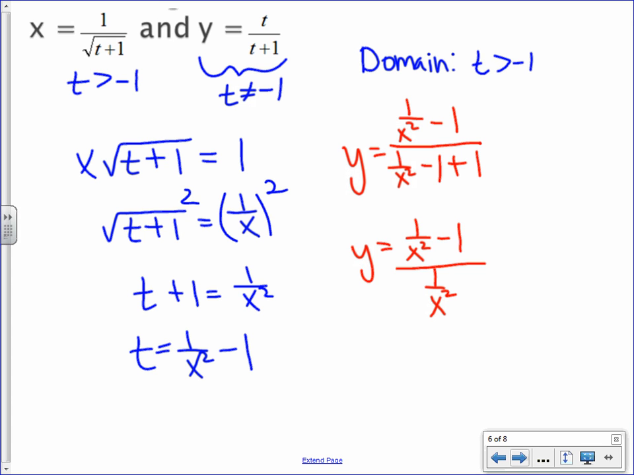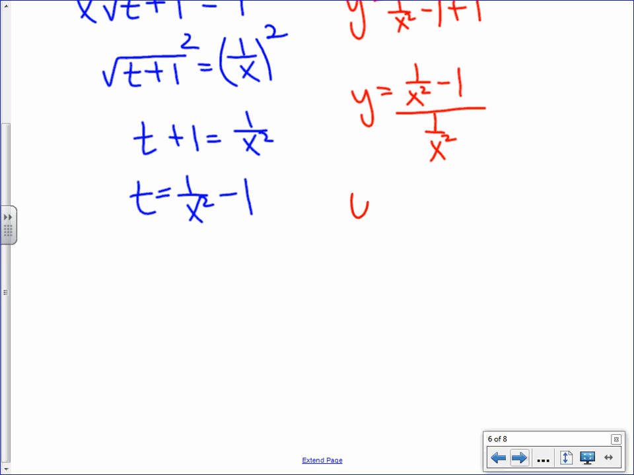Okay, so Sarah said, can we go ahead and do the multiplying of the reciprocal here? Would you like to try that? Okay. You guys are in charge here. We have 1 over x squared minus 1. That's our numerator. Let's multiply it by the reciprocal of our denominator. Is this going to be helpful?